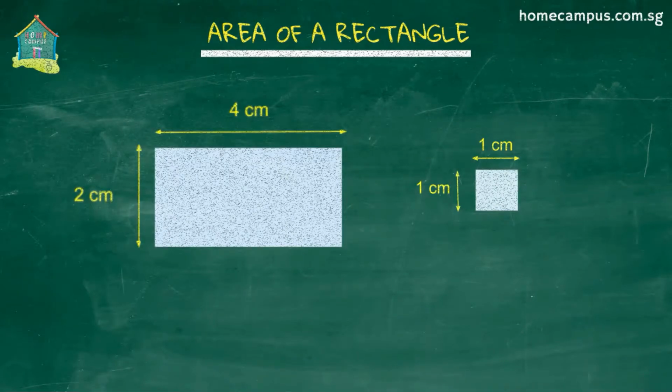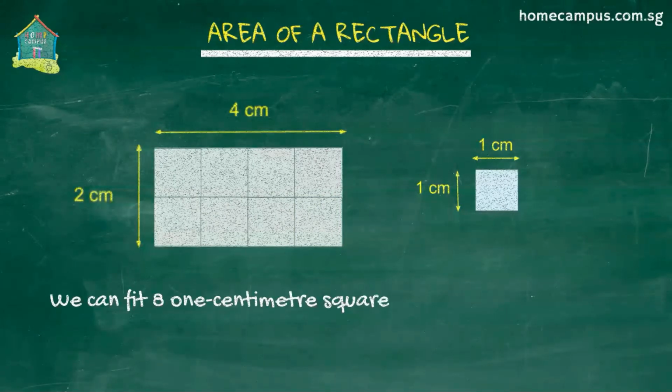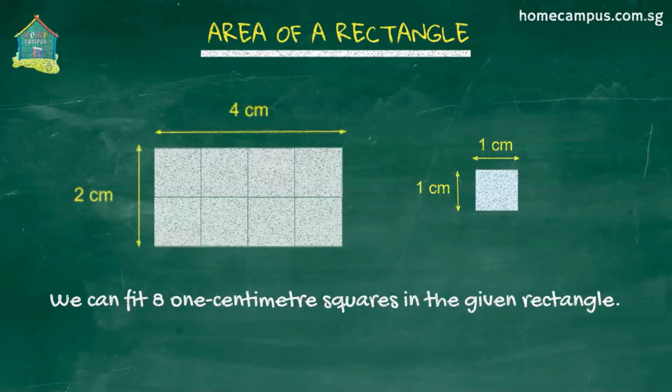Now, we take 1 centimeter squares and lay them next to each other in this rectangle. Let's see how many of these squares can fit into this rectangle. So here's 1, 2, 3, 4, 5, 6, 7, 8 squares. So we can fit 8 1 centimeter squares in this rectangle, and therefore the area of this rectangle is 8 centimeters square.